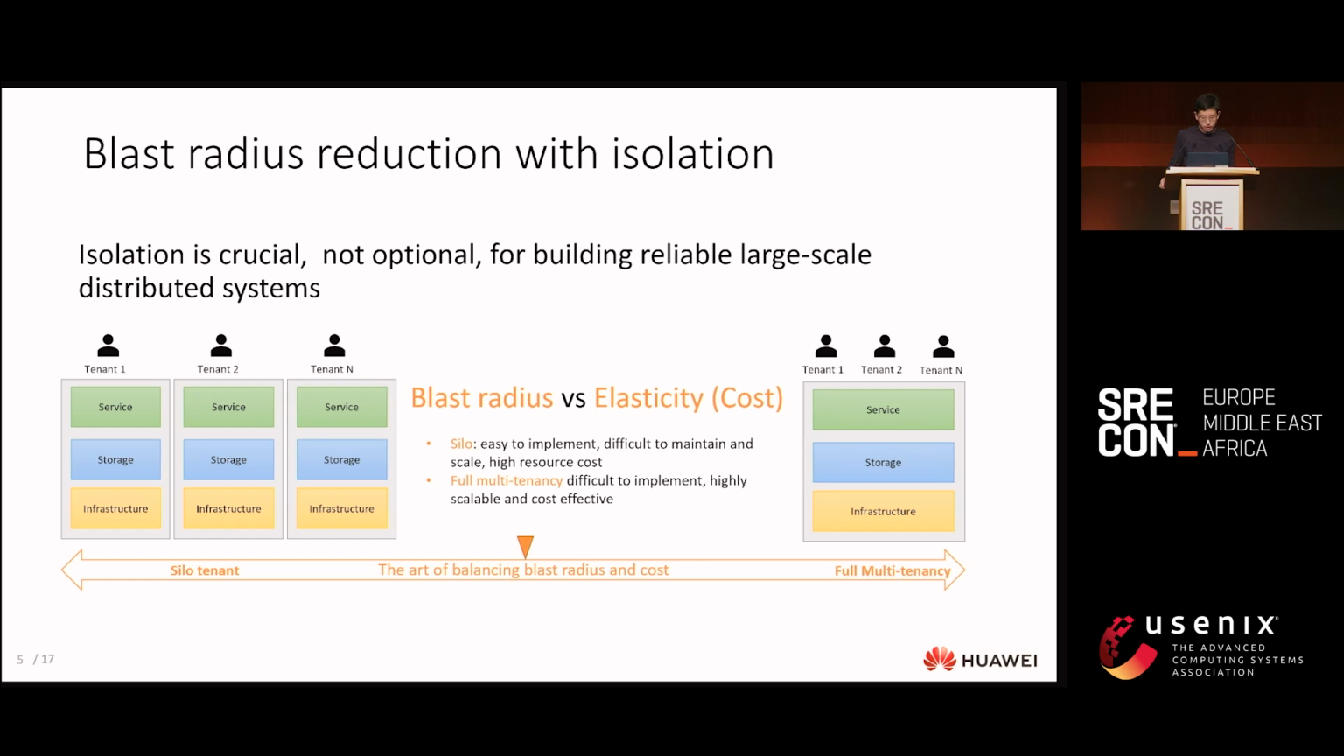When we determine this, the first trade-off we have to make is between blast radius versus elasticity or cost. One extreme would be the standalone mode, which is maybe easier to implement, but very hard to maintain, and impossible for multi-tenancy systems. The other extreme would be multi-tenancy, where all customers share the same resource pool, but the blast radius would be too large. So we have to make a balance. It's kind of an art. There's no golden rule for how to make the balance. It depends on the service and on what you have to value.